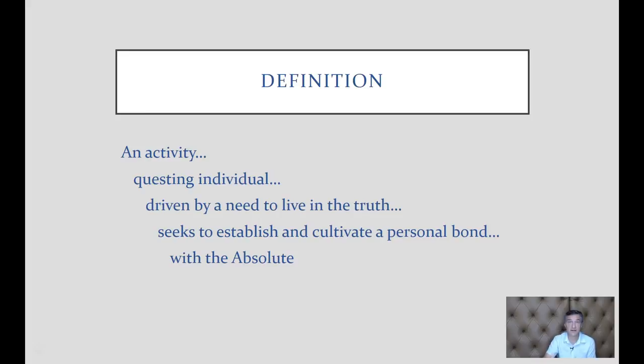Okay, so here is finally a summary of our definition, and then we're going to move on to the model. The definition is an activity. First of all, religion is an activity of a questing individual driven by a need to live in the truth, who seeks to establish and cultivate a personal bond with the absolute. There's some new stuff in there that I didn't cover in the earlier part. So it's an activity, we've covered that part, the quest part, right? And the questing individual.